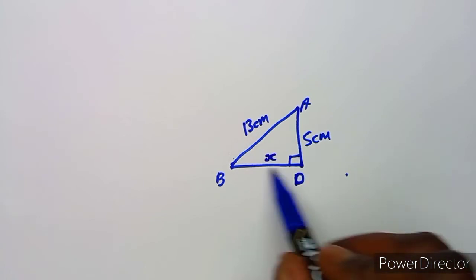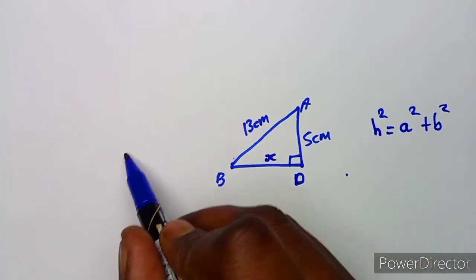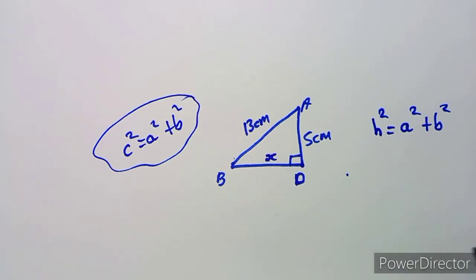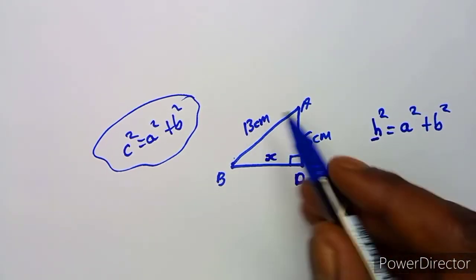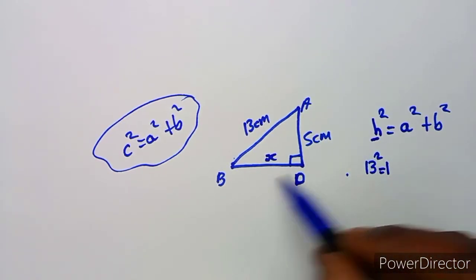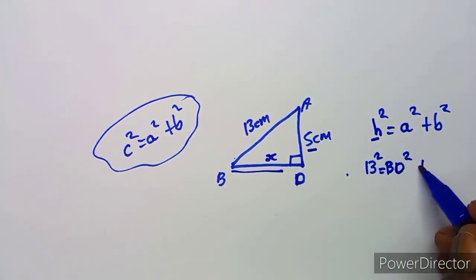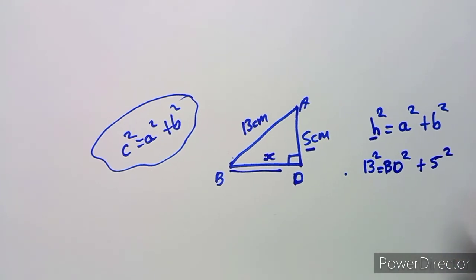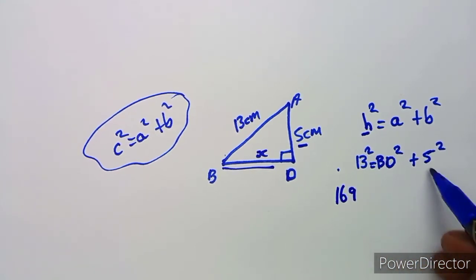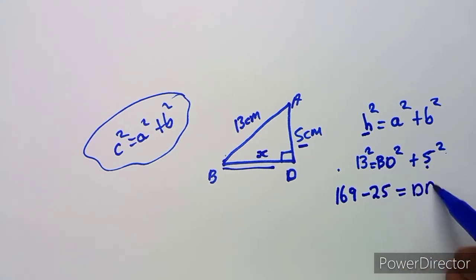From our Pythagoras theorem, because this is a right angle triangle, you know that the hypotenuse squared is equal to a squared plus b squared, which someone can write as c squared equals a squared plus b squared. It's still Pythagoras theorem, one and the same thing, where the hypotenuse is the longer side, which is 13 squared, equal to the shorter side, BD squared, plus this 5 centimeters squared. So 13 squared, that's 13 times 13, that's 169. 5 squared is 25. So it is going to be minus when it comes to this side. So it's equal to BD squared.